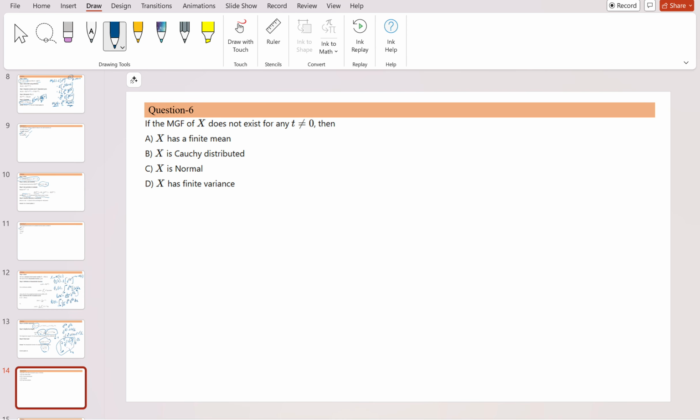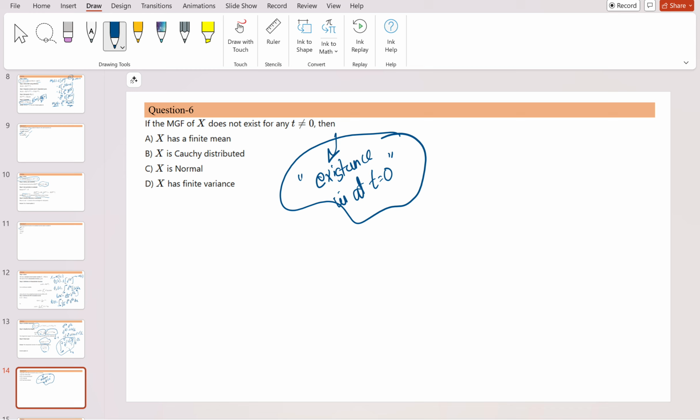Okay. So in the next problem, it is saying that if the moment generating function of X does not exist for any t not equal to 0, then X is having a finite mean, or X is a Cauchy distributed function, or X is a normally distributed function, or X is having a finite variance. You just have to see that the moment generating function of X is not existing for any t not equal to 0. Okay. So the existence is at t equal to 0 only. So we have to determine whether X is having a finite mean, or X is a Cauchy distributed function, X is a normal distributed function, or X is having a finite variance.